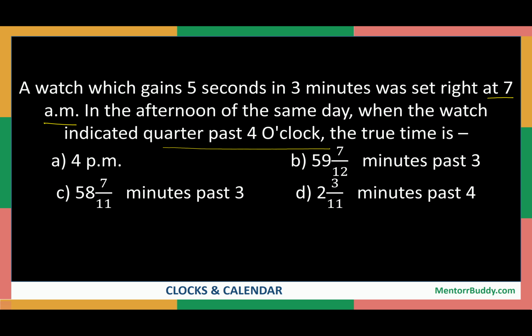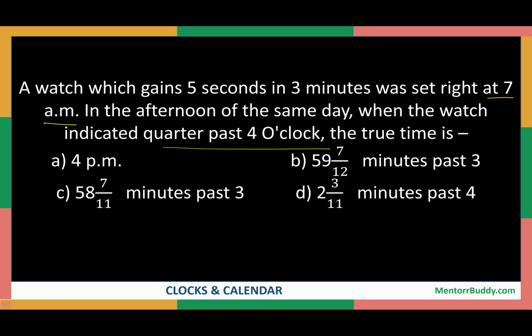So here the question is somewhat reversed. In most questions the correct original watch timing is given and it is asked to tell the time of the faulty clock, but here the faulty clock timing is given and it is asked what will be the true time. So it's a bit tricky question which we need to handle.